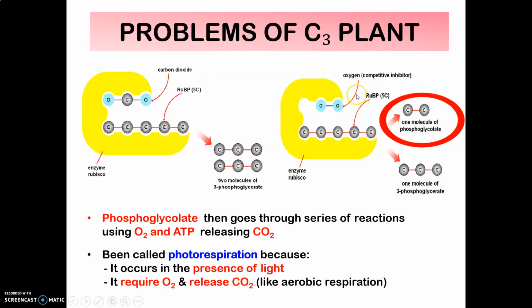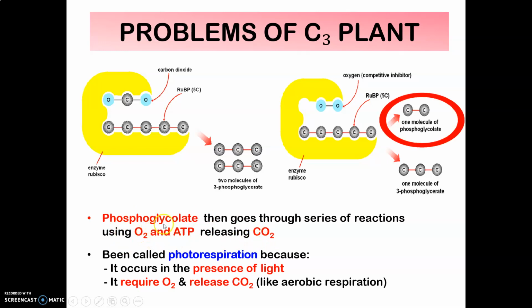Apa yang berlaku ialah bila oksigen ni bind dekat active site and RUBP bind, oksigen tadi akan menyebabkan perpecahan of the RUBP kepada dua molekul. Satu molekul yang 3 karbon iaitu 3-phosphoglycerate. Satu lagi adalah satu molekul yang mempunyai 2 karbon yang dipanggil phosphoglycolate. Okay. Apa yang berlaku ialah this phosphoglycolate dia akan undergo further enzymatic reaction in which dia akan menggunakan oksigen and ATP dan dia akan release carbon dioxide.